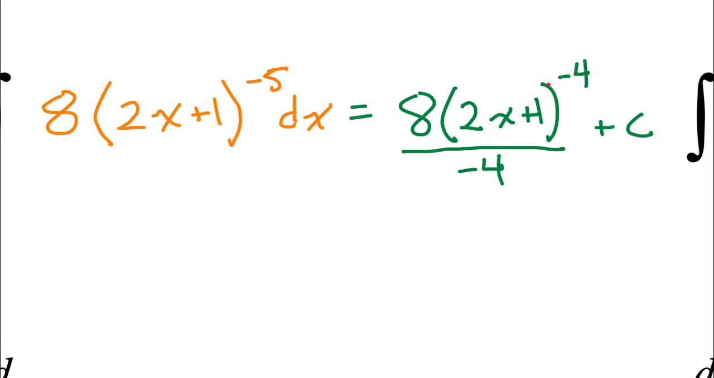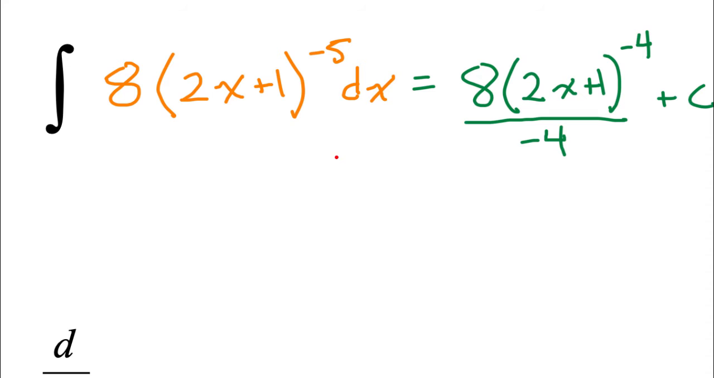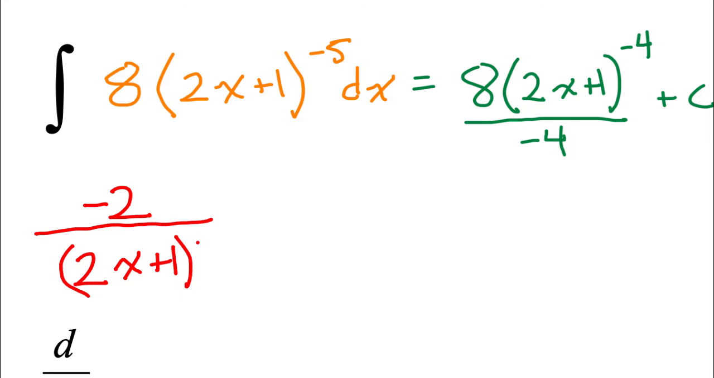And then we need to simplify and turn it back into a positive power, just to practice doing that. This is now going to be a negative 2, because 8 divided by negative 4 is negative 2. And this is all going to be divided by 2x plus 1 to the positive 4. Don't forget your cake, plus C. There is our final answer.